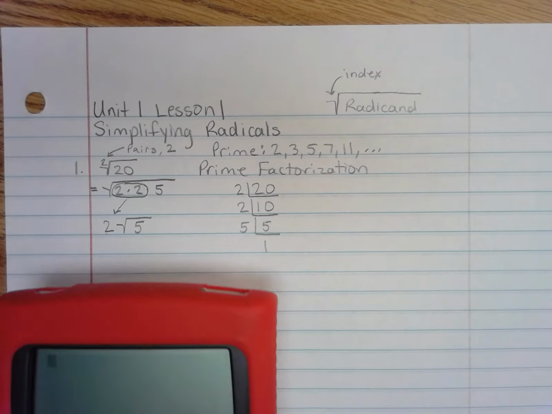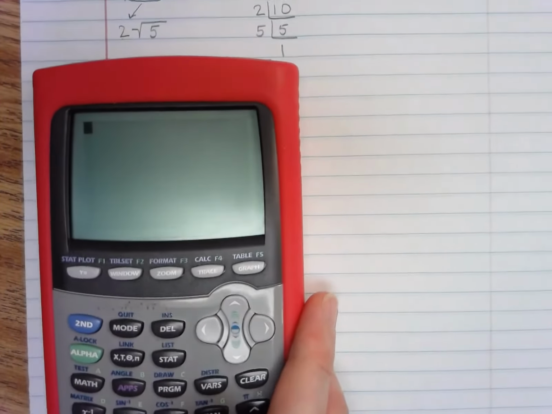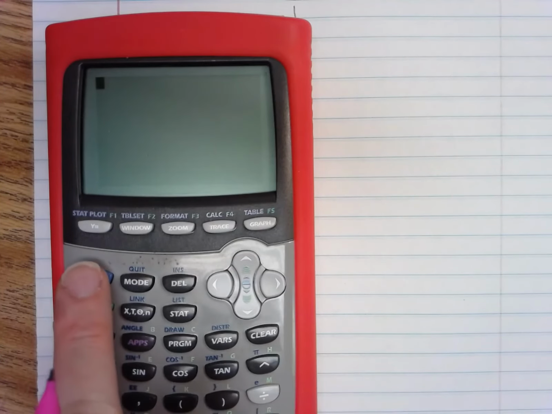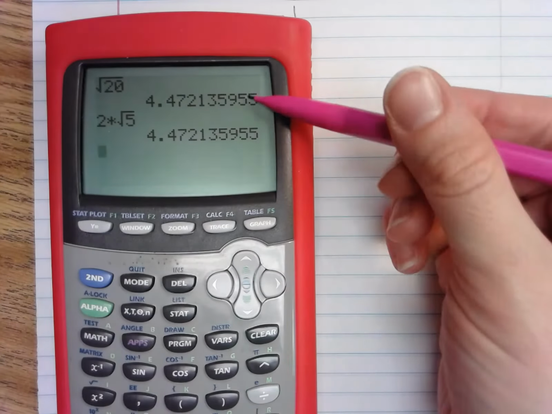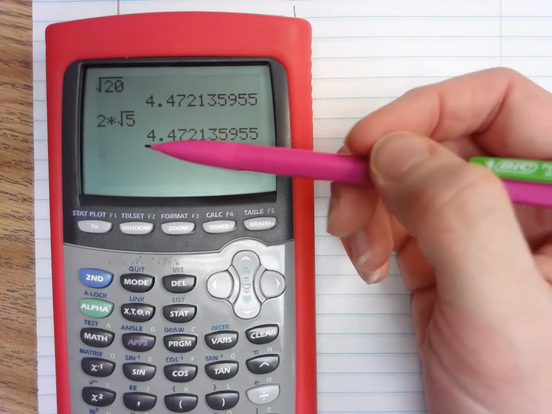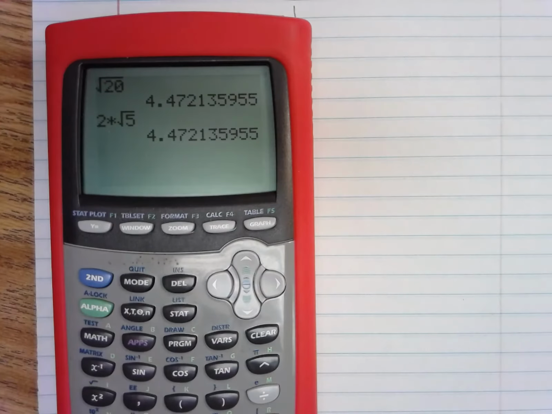You could check this with your calculator. To find the square root button, it's second, and then here on the x squared, the square root button's in blue, you'll hit that button to get the square root of 20. Whatever that crazy decimal is, you don't need to write it down, but you can compare that with your answer, 2 times the square root of 5. Notice how those answers do match, so you can assume that you have simplified correctly.